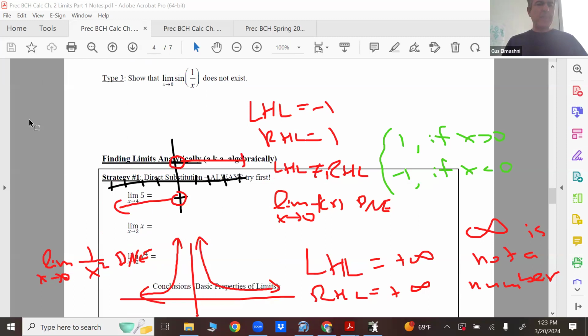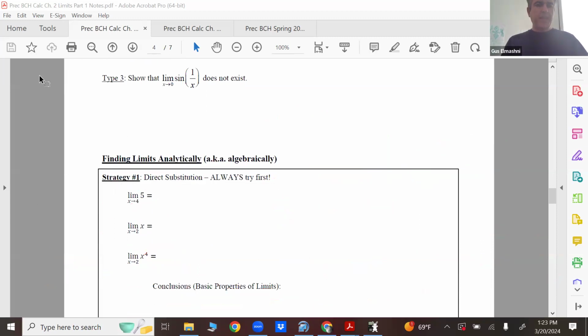This is also kind of a funny one. Trying to remember how this one looks. This one kind of goes haywire as you get close. Let's go to Desmos. That'll be a good idea.